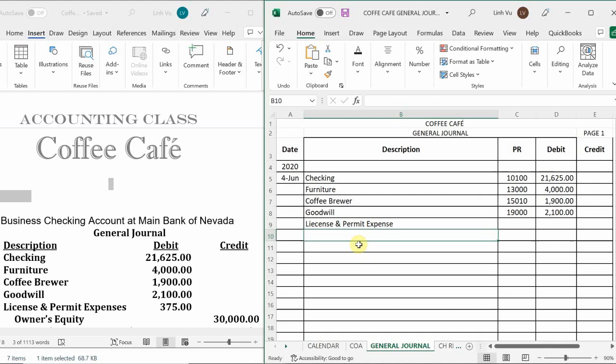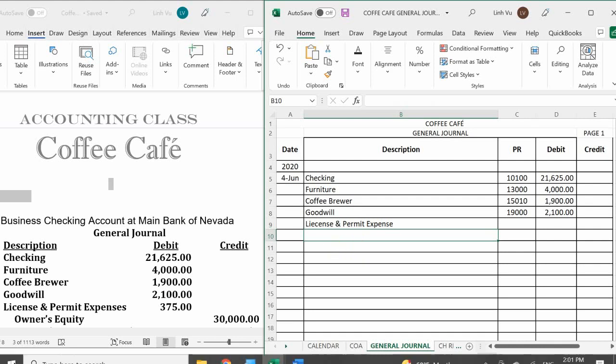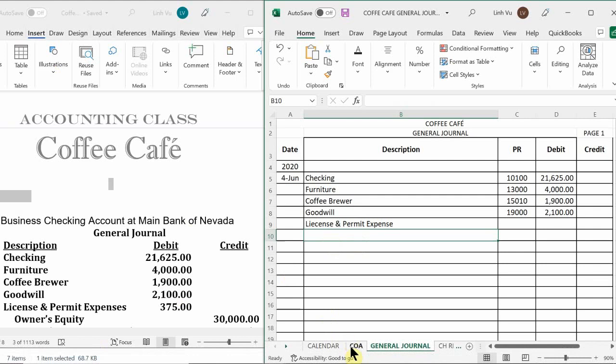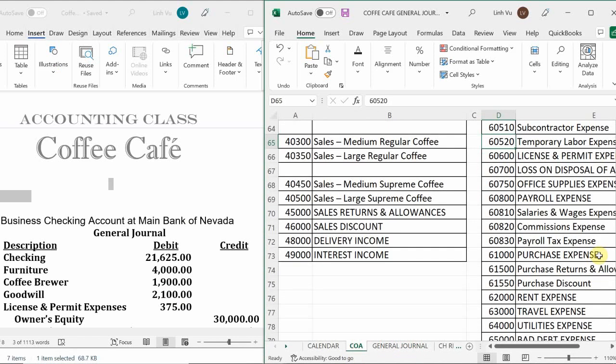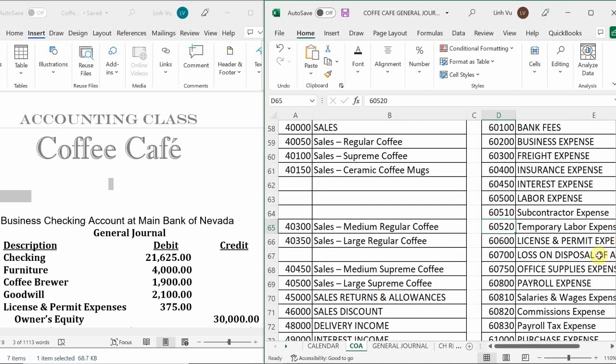But in this case, I am not going to take any shortcuts. I'm going to write everything out in full, okay? Because there are other shortcuts that you can use to save you extra time in your journal, okay? So license and permit expense, what account number is that? That is account number 6600.